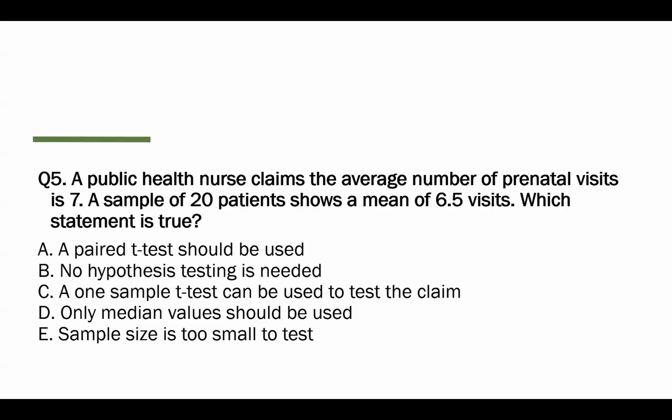Question number 5. A public health nurse claims the average number of prenatal visits is 7. A sample of 20 patients shows a mean of 6.5 visits. Which statement is true? A, a paired t-test should be used. B, no hypothesis testing is needed. C, a one sample t-test can be used to test the claim. D, only median values should be used. E, sample size is too small to test. Charlie? Yes, C. So we will use the one sample t-test.